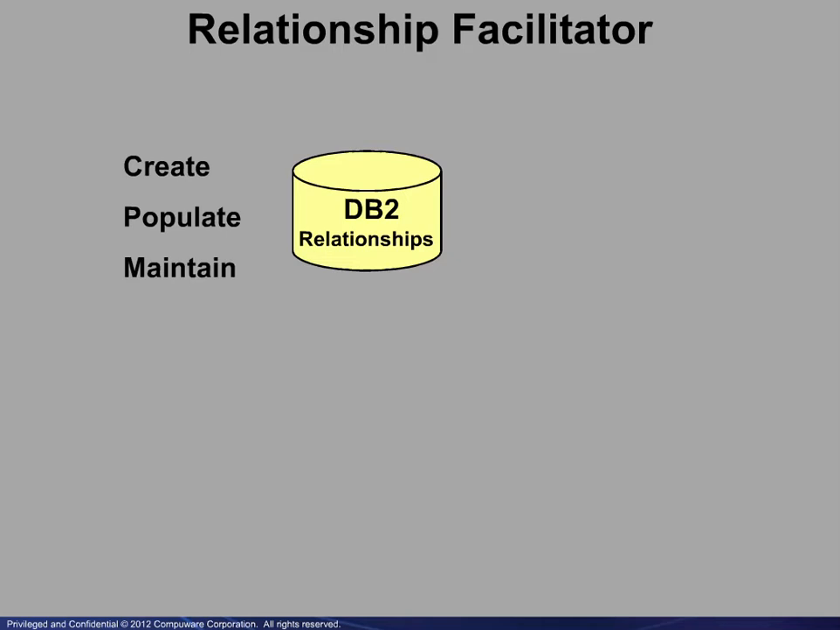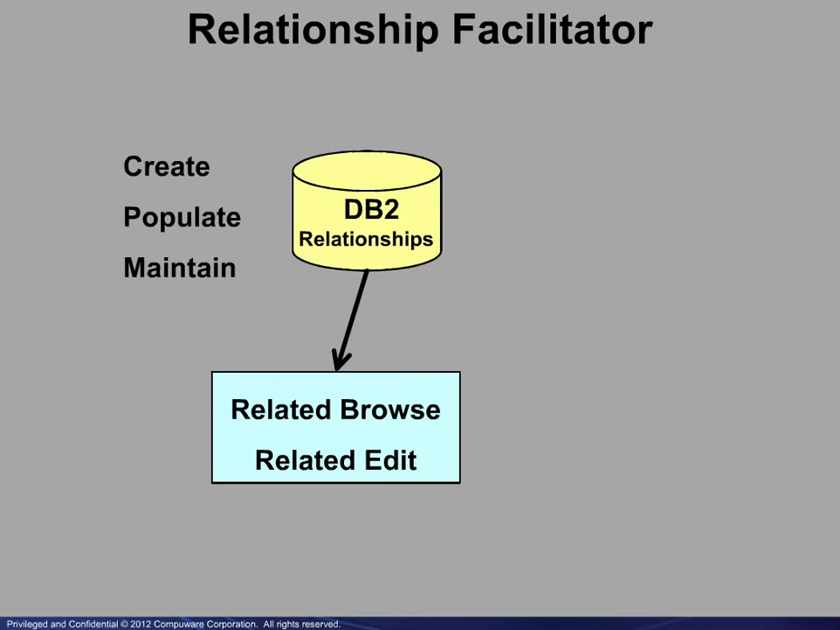The Relationship Facilitator is a utility which is used to create, populate, and maintain a data set containing information about Db2 table relationships. The relationship file itself is used by the related browse and related edit commands, which are discussed in a separate module.